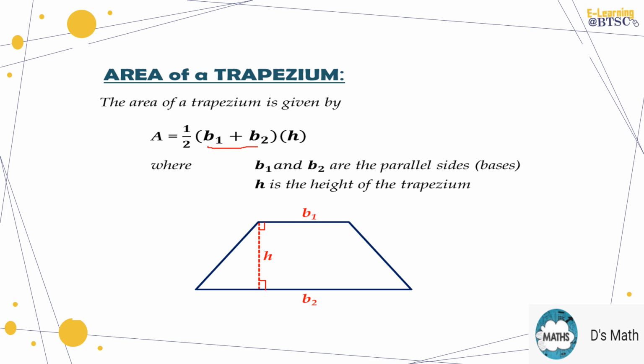Your height should always be between both the parallel sides. If I take this as a height, this will not be considered as a height. Why? Because this is not the perpendicular distance between both the bases. So height should always be perpendicular to both the parallel sides.